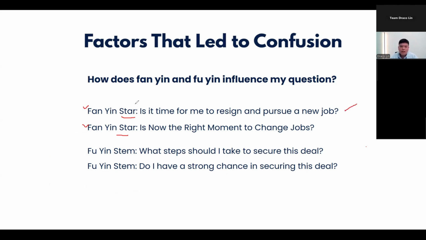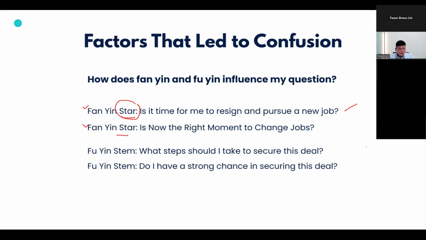Now I see a Funding star. What's your answer, yes or no? Can you help me out? Is it time for me to resign and pursue a new job, with Funding stars? Here the new job would be related to action, so it is not related to stars. So your point of view is no. Okay, good.